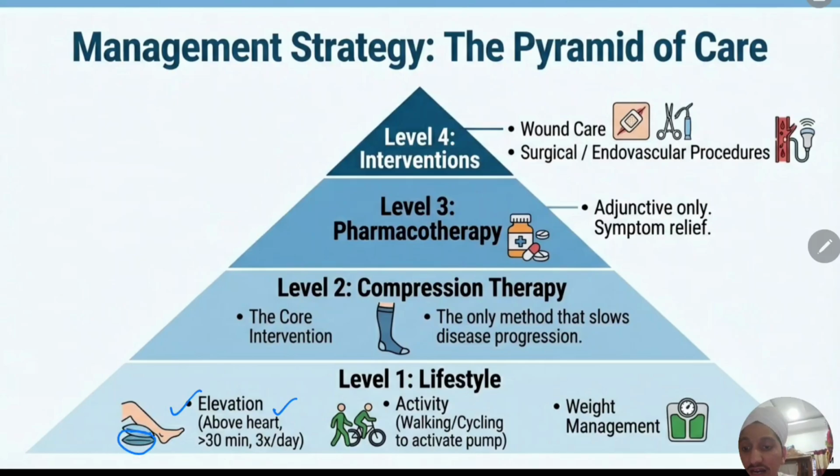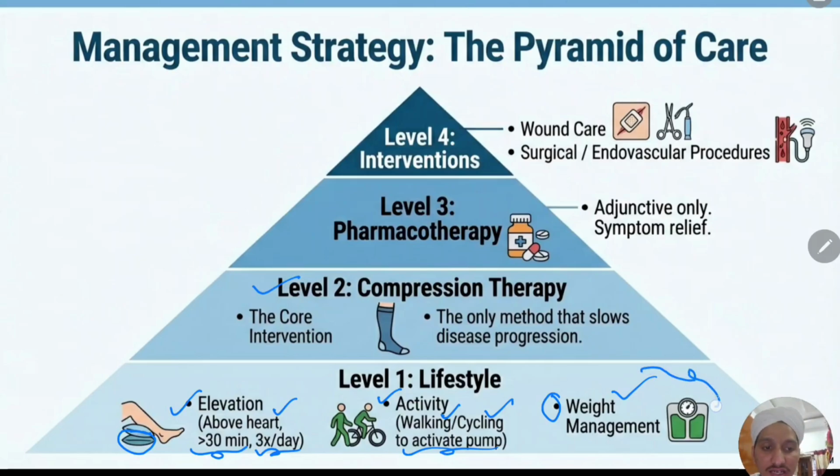Okay. So the elevation should be above the heart for more than half an hour, at least 3 times a day. And counsel the patient to have activity, walking, cycling, to activate the peripheral pump, and reduce the weight if the patient is obese, if the BMI is more than 22. So these are the lifestyle changes which is the baseline: elevation, exercise and weight reduction. Okay. Then comes the second tier, level 2, that is compression therapy.